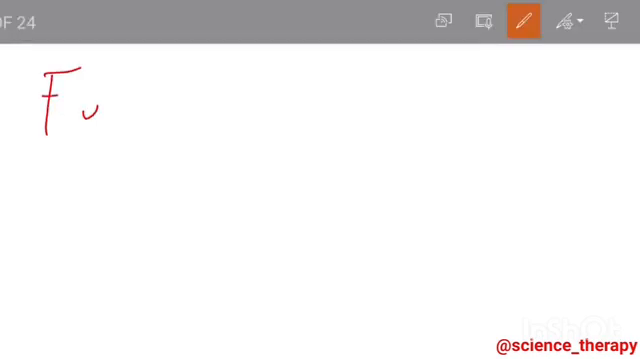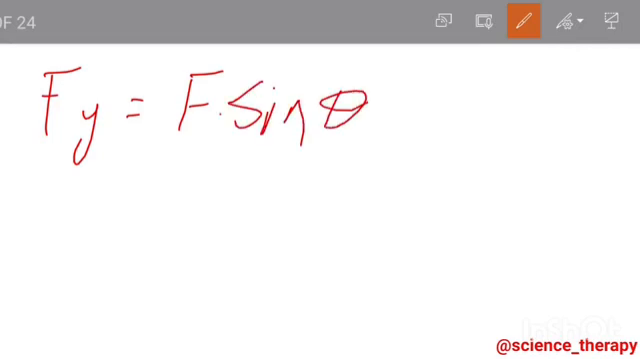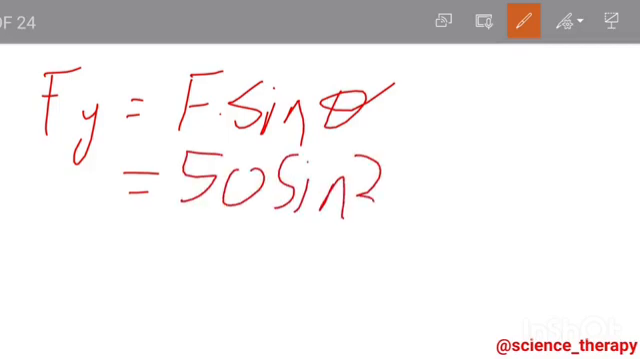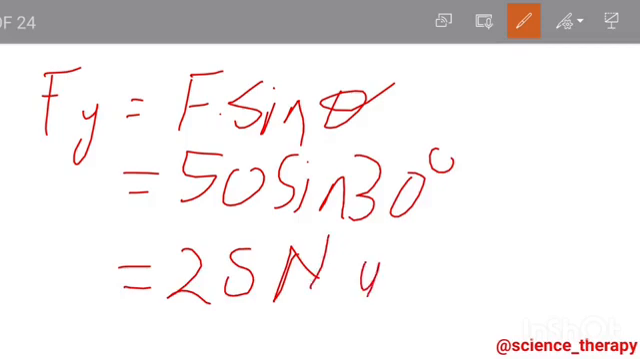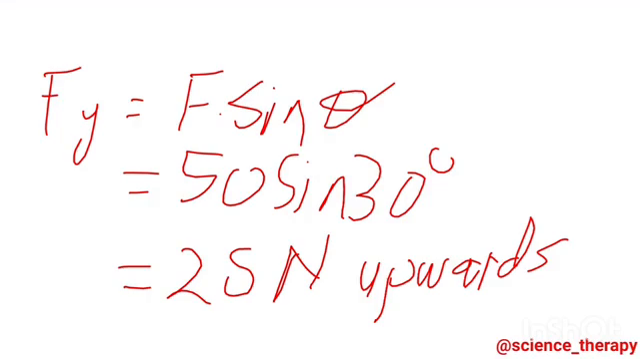Then Fy, we have F sine theta. So now we're calculating the vertical component. So what is your F? That's 50. And then we have sine, the angle is 30 degrees. You punch that in your calculator, you have 25 Newton. And what's the direction? Upwards. So now that's how you calculate the components. Now let's calculate the resultant and see if we're going to get that 50 that we've been provided with.